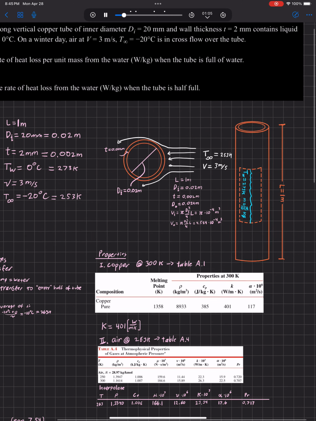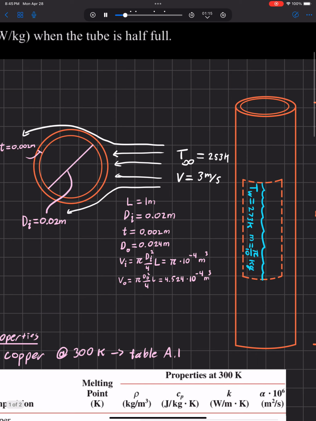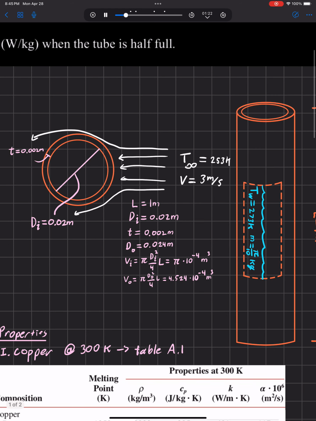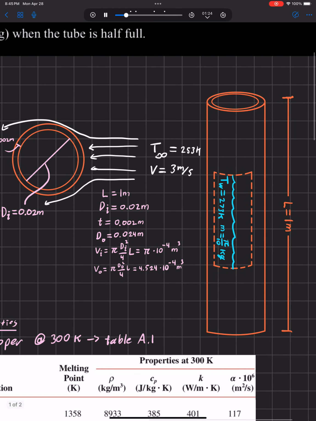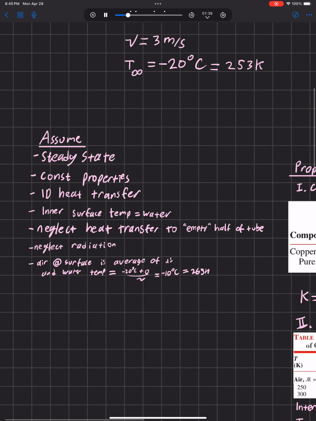So here's a cross-section of the tube. So we can see the thickness, the inner diameter, the cross-flow air, and again, just listing the useful dimensions. And I also calculated out here the volume internal and the volume external, so the copper tube included. And then here's a diagram of the pipe from the outside. Ignore that the water's sideways, but it's showing that it's half full, but I just drew it that way for ease.